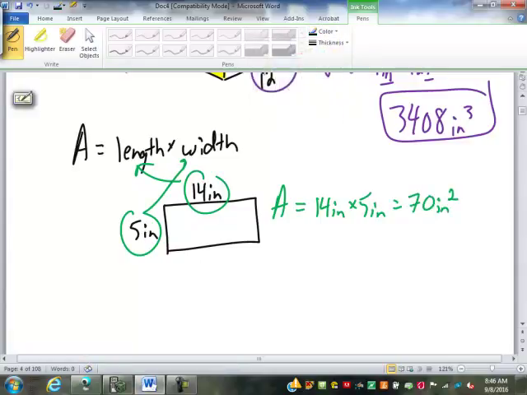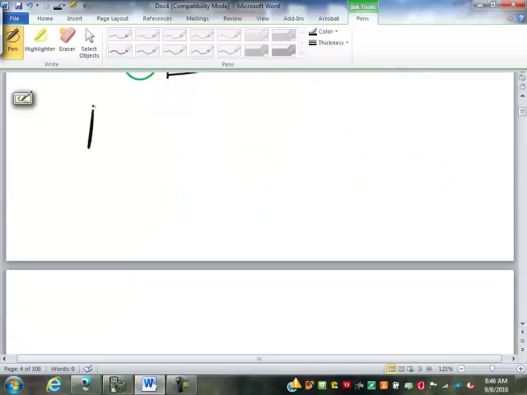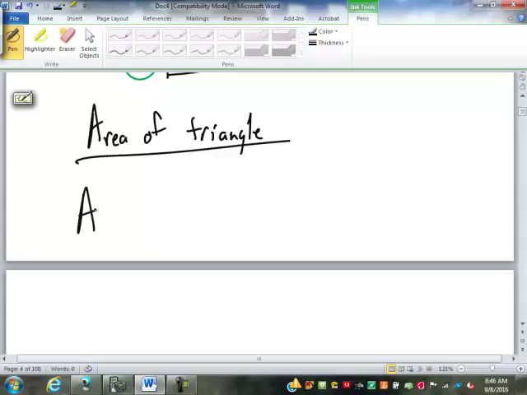And we did the same thing for volume. Well, today we're going to look at that same concept. We have a formula that we're going to plug numbers into. It just might look a little bit more complicated. For example, the area of a triangle. The area of a triangle is the length of the base times the height divided by 2.